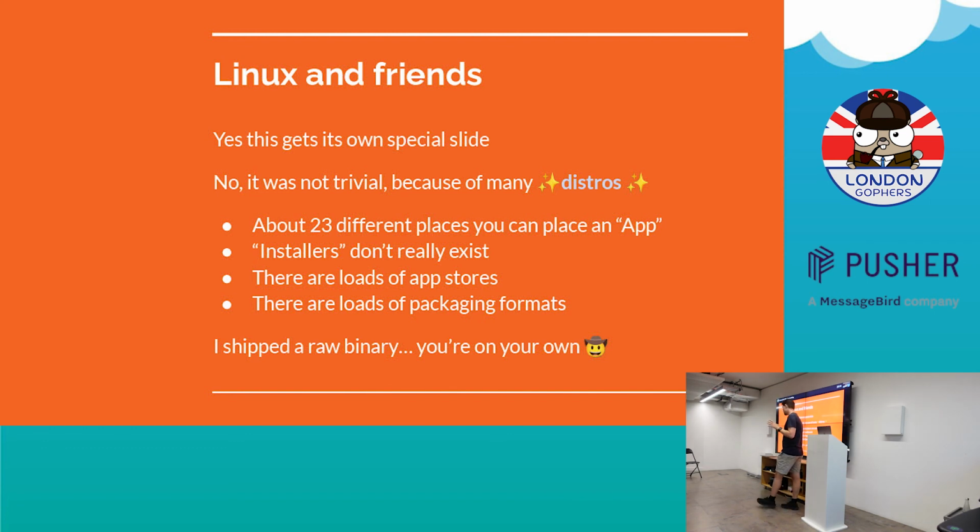Supposedly Ubuntu's the most popular, but that's because Ubuntu's the only one that really has telemetry, because they're a big company, really. There's loads of other ones, like Arch Linux, and Nix, and Gentoo, and the list goes on. So I was like, cool, I'm going to ship you a binary, and you can copy it to any folder you want. That's freedom, right?